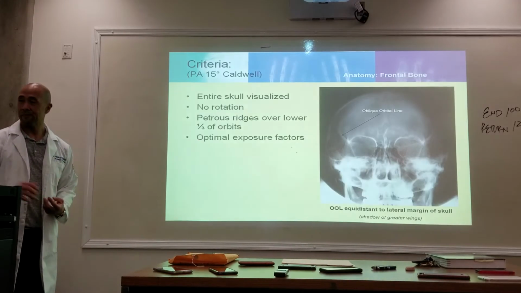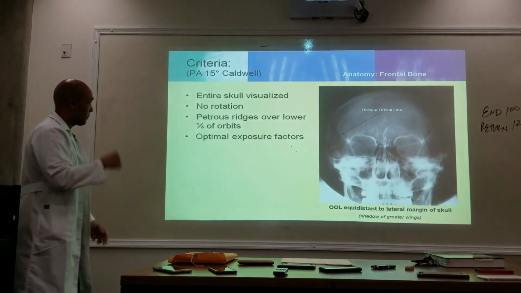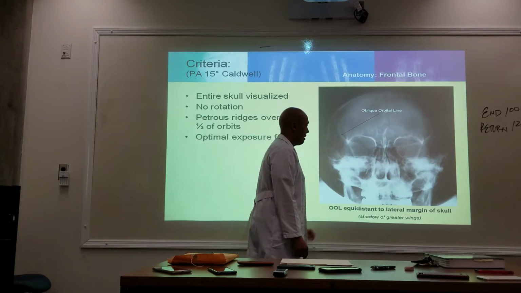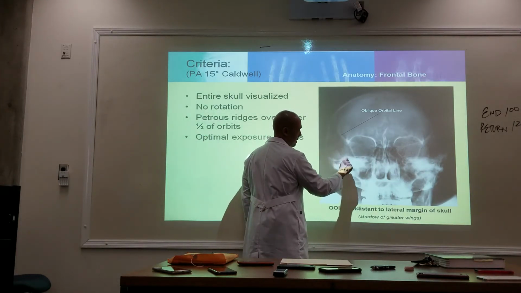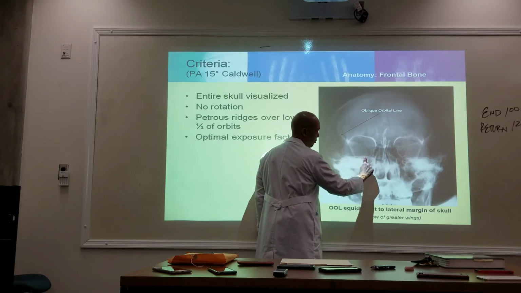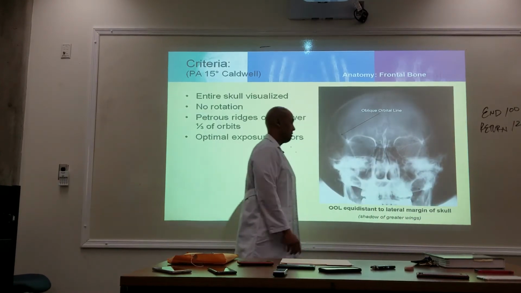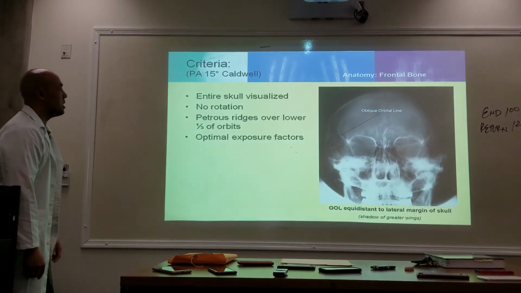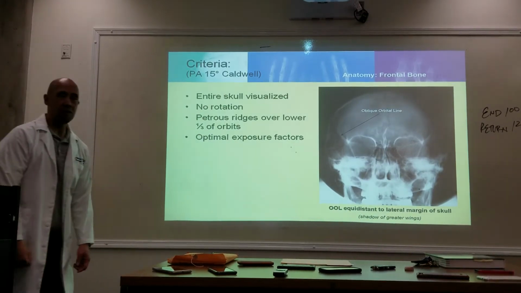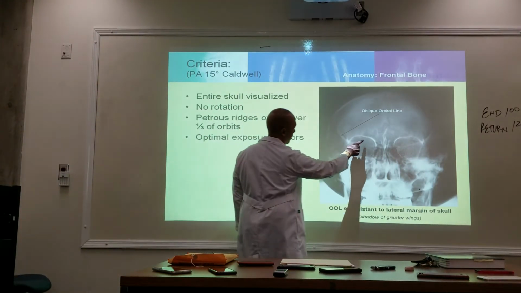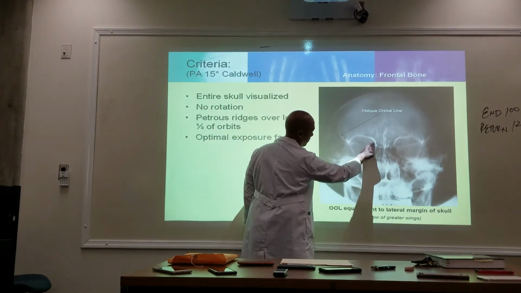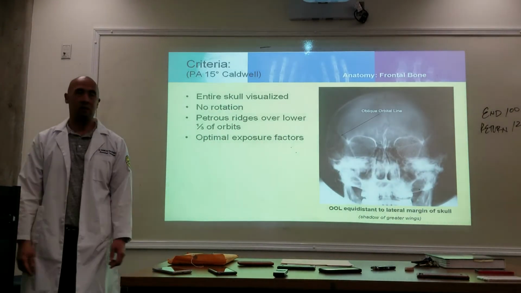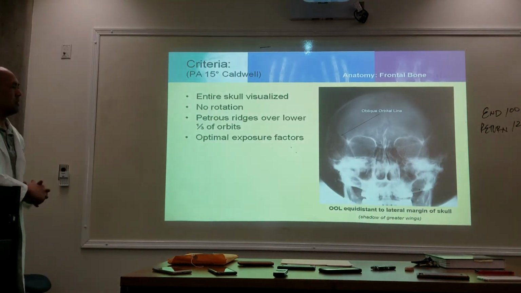Okay, so this is what it looks like in the PA Caldwell. Here's the petrous portion. See the very top edge there? That is the petrous ridge. The petrous ridges should be over the lower third of the orbit. It fills the lower third of the orbit on a PA Caldwell.